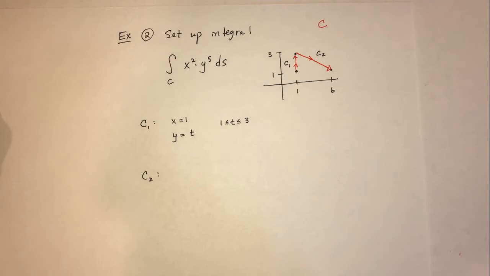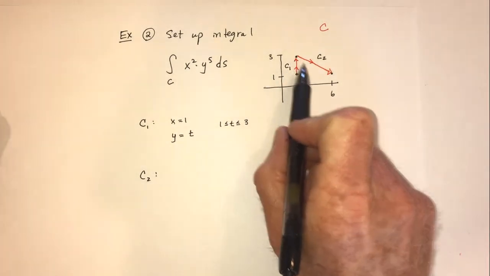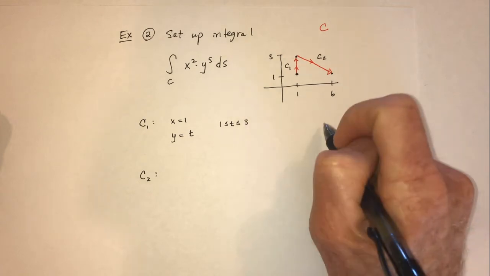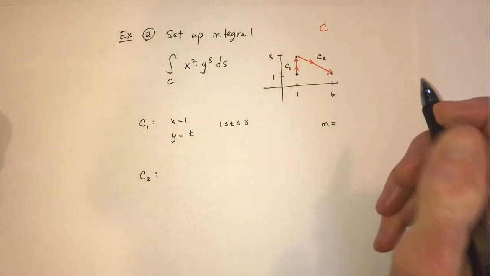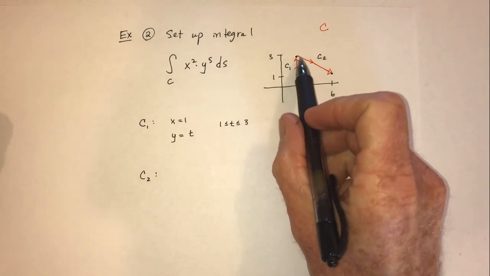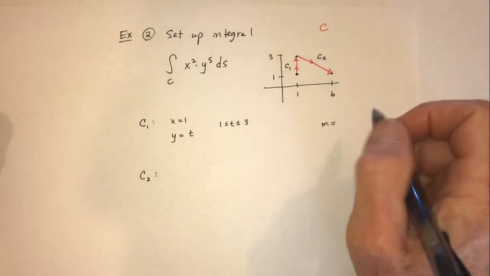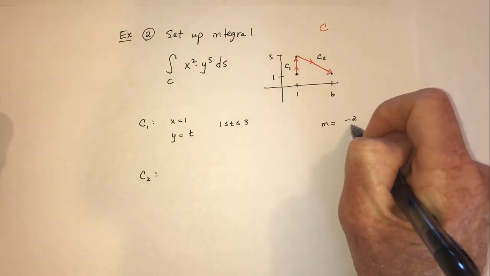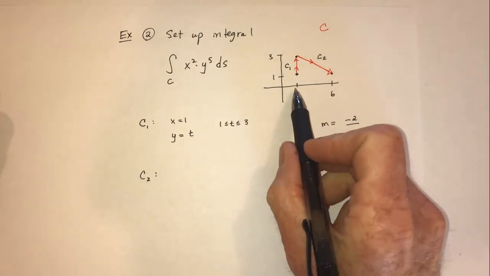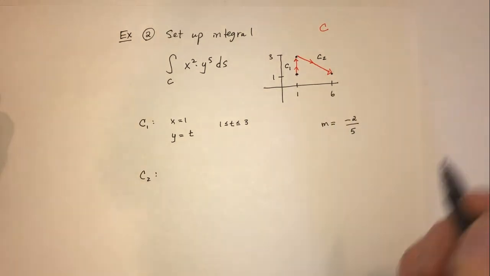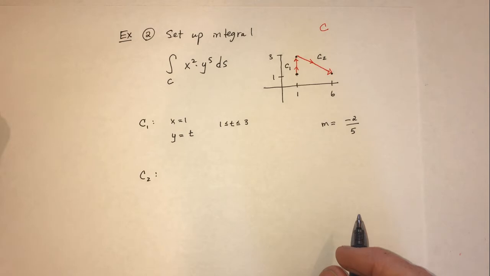Then what about curve 2? So this is a line, it's got negative slope. So let's see, the slope would be rise is, actually it's a drop. It went from 3 down to 1, so it dropped by 2. And then this is a run of 5. So there's its slope.